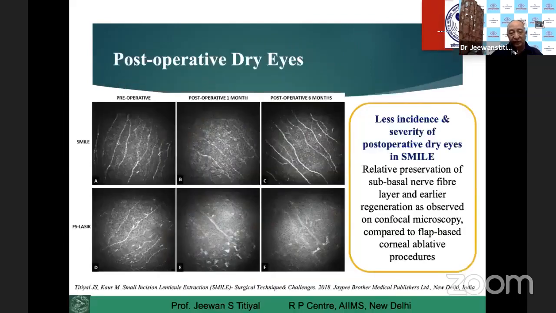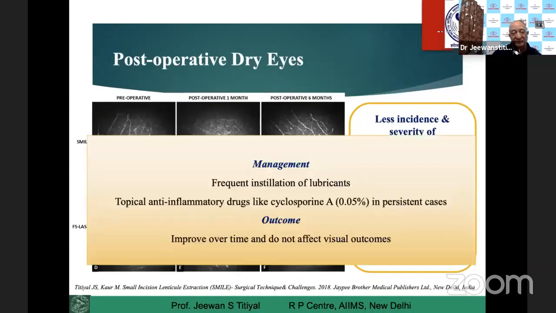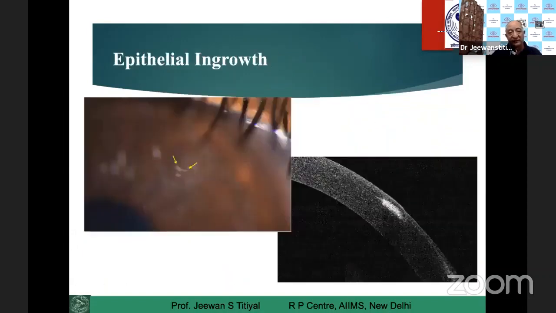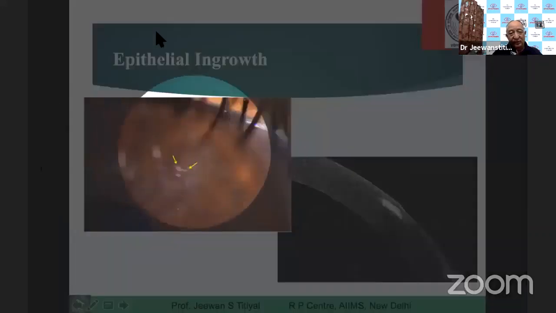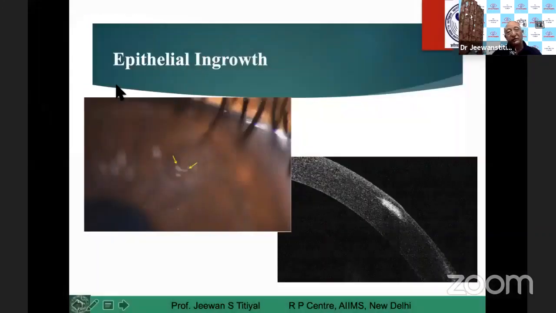So this is why dry eye will be less in a SMILE patient, because of better management of the nerve plexus in these cases. I have seen only one patient with epithelial ingrowth that was operated outside. Epithelial ingrowth is very, very rare in SMILE as compared to LASIK patients, where it is much more often, especially when you have done a relifting of a LASIK flap. And if the epithelial ingrowth is progressive, coming towards the visual axis, then you have to manage these patients as early as possible.